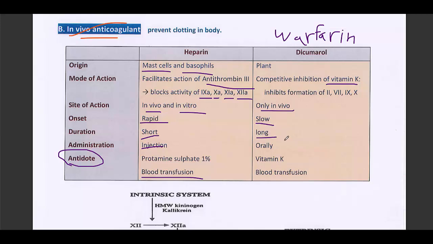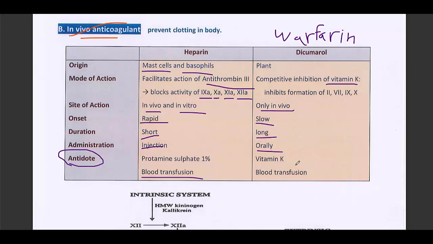Let's move to another section. So it is slow in activation, slow in onset, but long in duration, unlike heparin. Okay, it is taken orally.